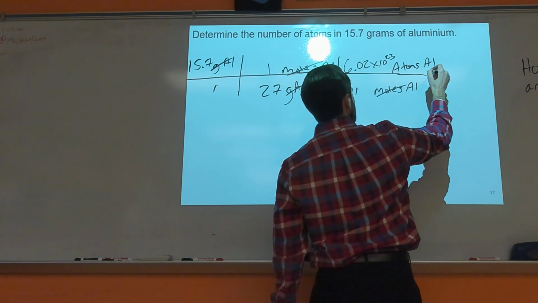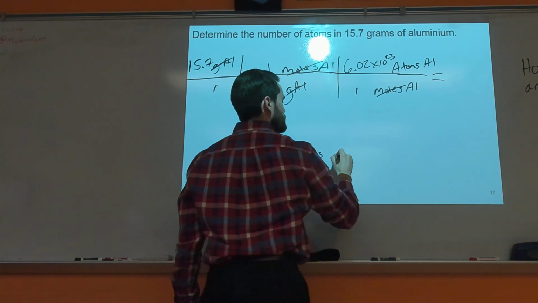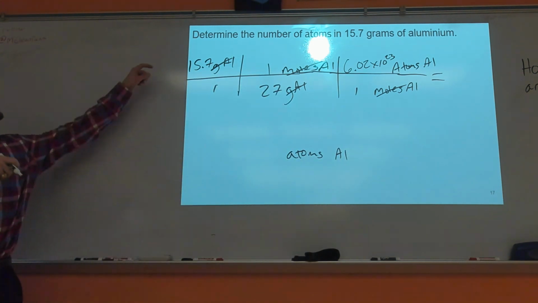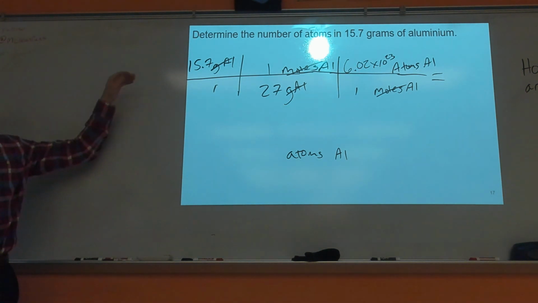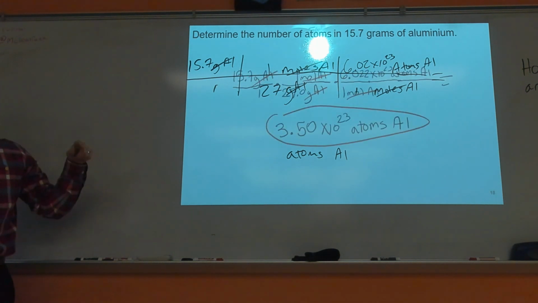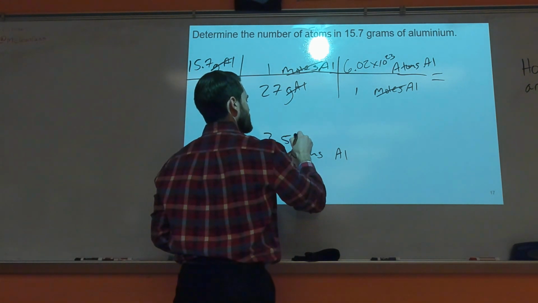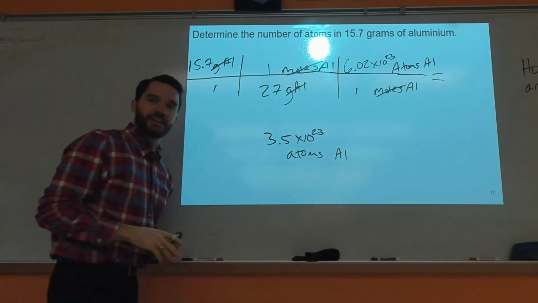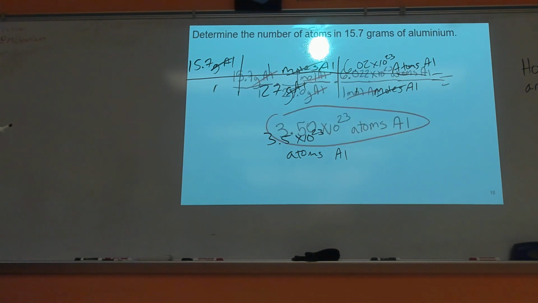All right, now then, to find your answer, and the answer is going to be in atoms of aluminum, you got to do 15.7 divided by 27, divided by the number on the bottom, and then times the numbers on top, times 6.02 times 10 to the 23rd. And when you do that, you're going to get 3.5 times 10 to the 23rd atoms of aluminum. Okay, we got that written down? All right. Almost done here.